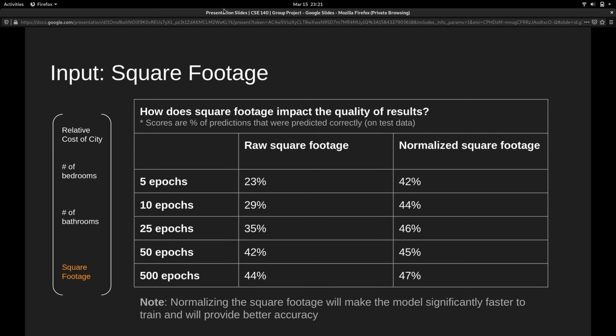Another important input is square footage, and we tested looking at raw square footage versus normalizing square footage across the entire data set, and we found that normalizing the square footage actually made the model train substantially quicker and made it more accurate in the long run.